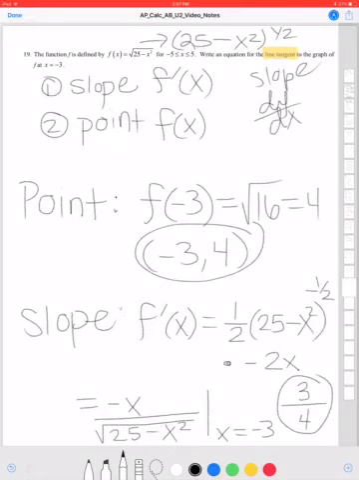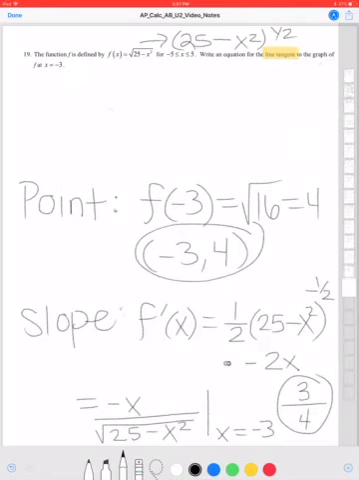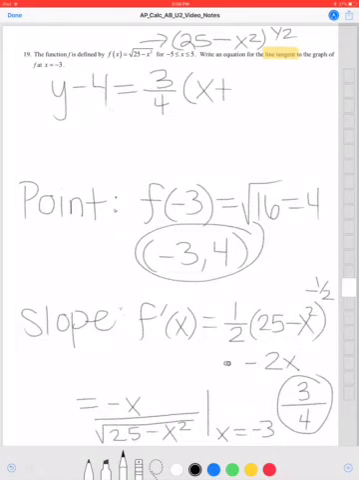Alright, now we just need to write the equation. And I'm going to erase this up here so I can make some more room for myself. Alright, I always use point slope form because it's really the easiest way to go, because you got a point, you got a slope. Y minus y1, we got 4 for that, equals m times x minus x1, which is -3, which becomes a positive.